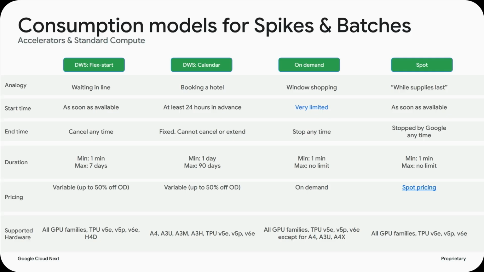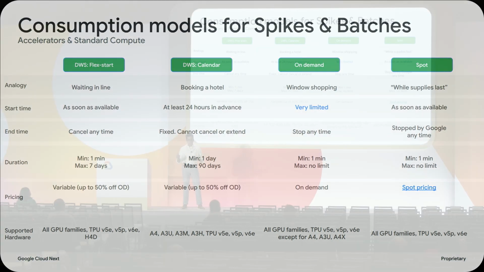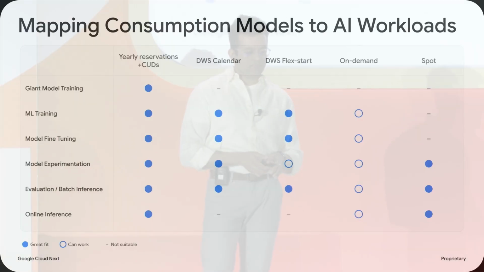And Spot VMs. This is again, like you're all very familiar with Spot, so we are going to see some new exciting things on Spot today. But it's incredibly cheap. It's up to 91% off. But you accept the risk of preemption, so it's perfect for any fault-tolerant workloads or analytics.